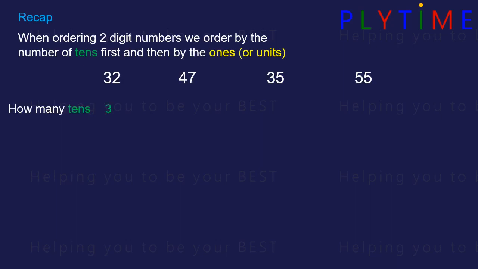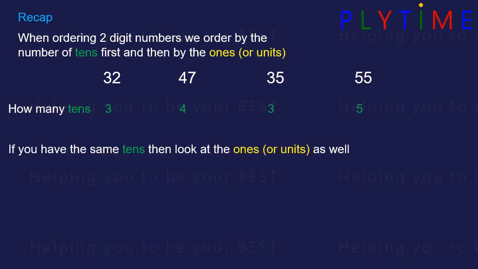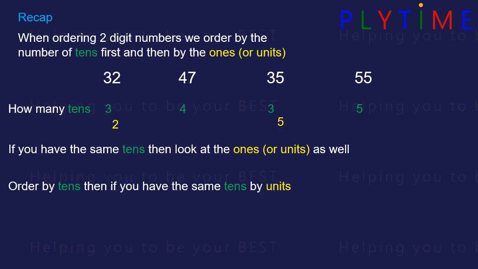We look at the tens: 3, 4, 3, 5. If we have the same tens, here we have 30, we look at the ones or units. Here we have 2 and here we have 5. Order by the tens and then where you have the same tens by the units.